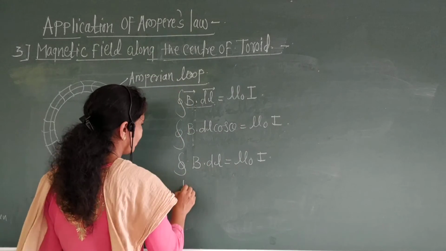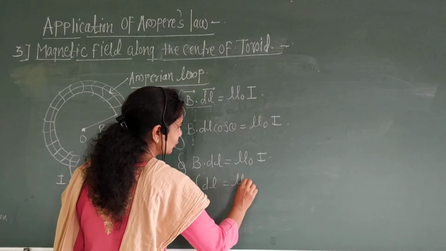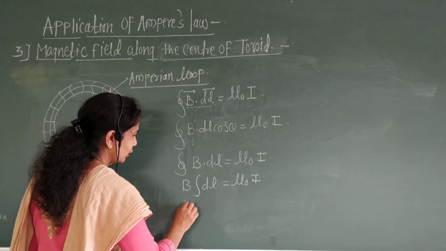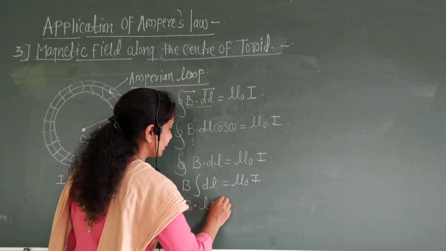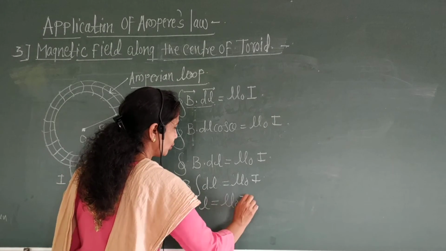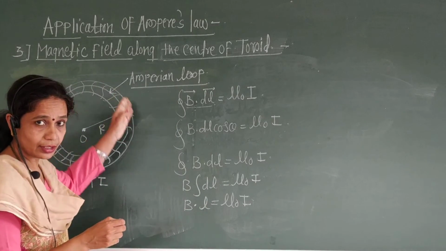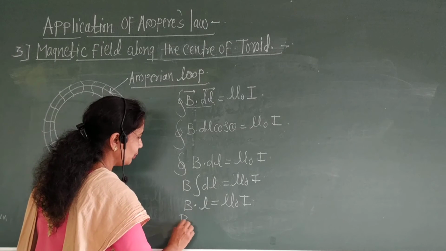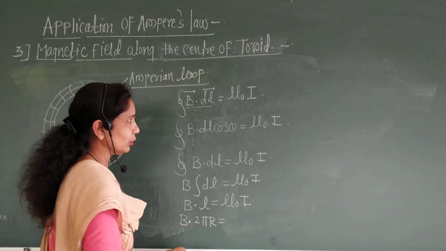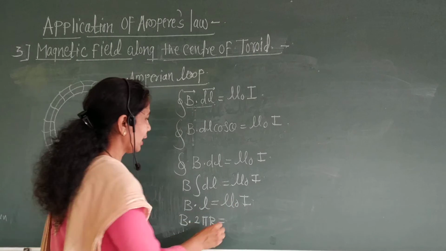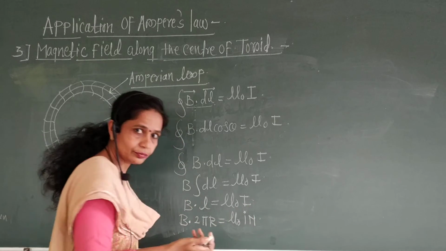Okay, therefore B is constant, take it outside. B into the integration of dl is equal to mu 0 I. Therefore, B into the integration of dl, which is L, is equal to mu 0 I. What is the length? The length is 2 pi r. Therefore, B into 2 pi r is equal to, what is here, mu 0 I? Mu 0 I is mu 0 I into n.